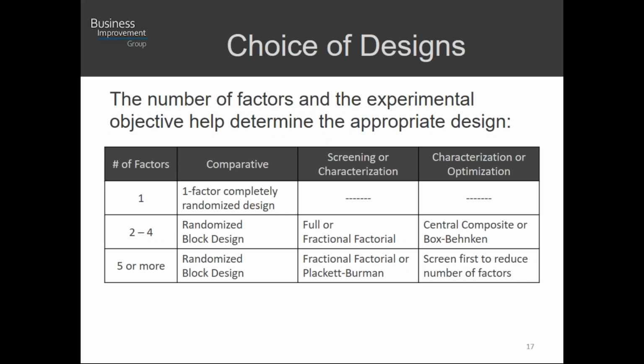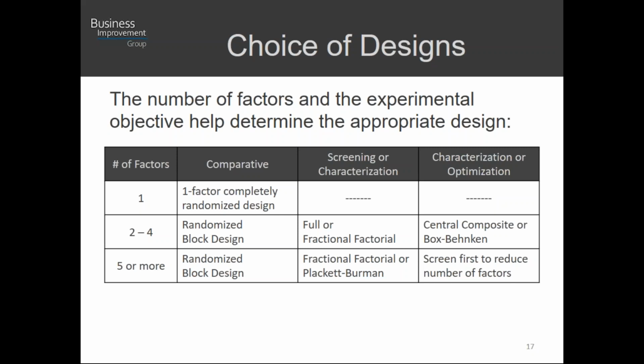Now, if I have 2 to 4 factors, if the goal of my study is to do a comparison, we could do a randomized block. But if I have a different objective, if I want to screen out, if I want to know what the most significant factors are, or if I want to characterize, if I want to come up with that mathematical equation, I can run what's called a full or fractional factorial. We'll talk a little bit more about those later.